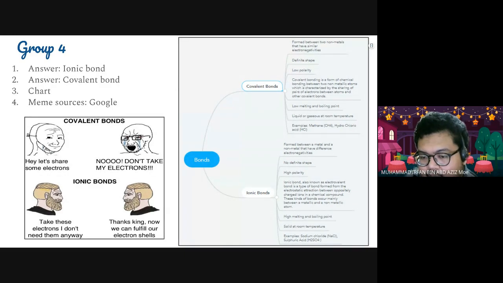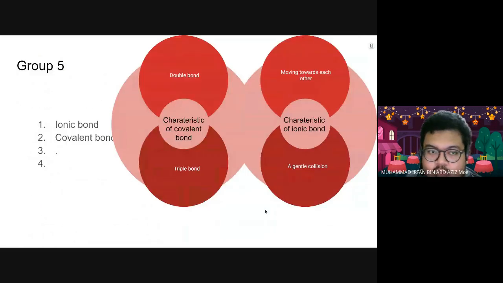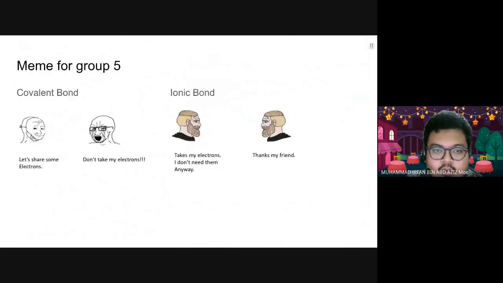But sometimes, like HCl, which is an acid, they have H3O plus or H plus ions, and then they will react with the anion. For example, for sulfuric acid, the cation is H plus, and the anion is SO4 2 minus. Alright. Okay, next we continue to group 5. This is group 4. Group 5.